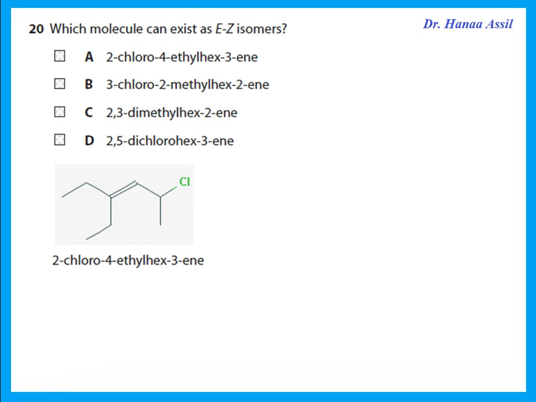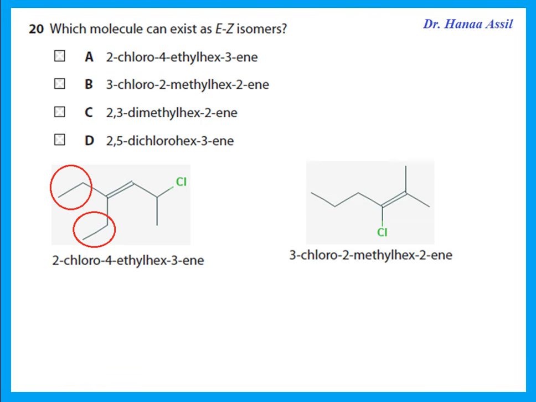This is 2-chloro-4-ethyl-hex-3-ene. Can you see that? Now, it does have a double bond, so that's correct. But we said the 2 carbons on the ends of the double bond, each of them should have different groups attached. So this one does not have different groups attached. So this will not form EZ isomers.